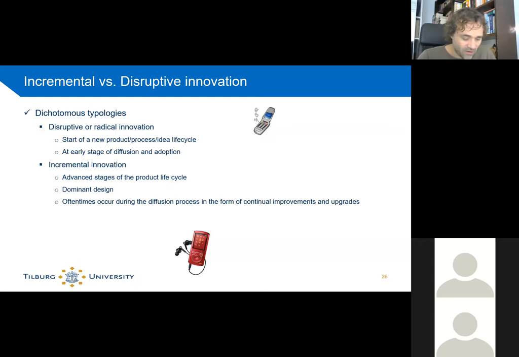Well, they don't necessarily have to be very technical. They can also be an update of a website. They can be like the one-click order that Amazon has patented, so that you can order a product with one click. It's a technological thing, but it's more of a service innovation or a process innovation than a technical innovation. So it doesn't necessarily have to be technical.